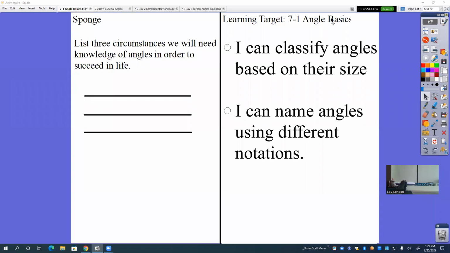Chapter 7, Lesson 1. Angles and the basics of an angle. I'll be able to classify angles based on their size, and I can name angles using different types of notation.